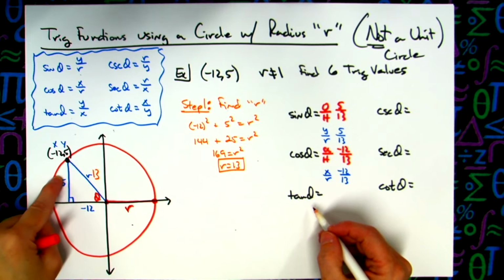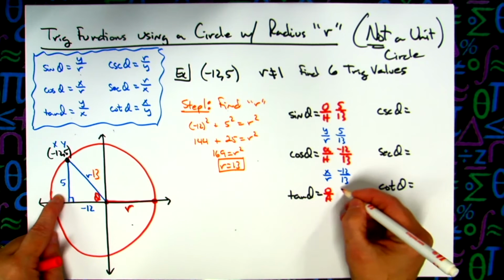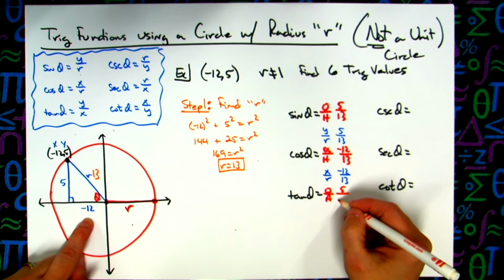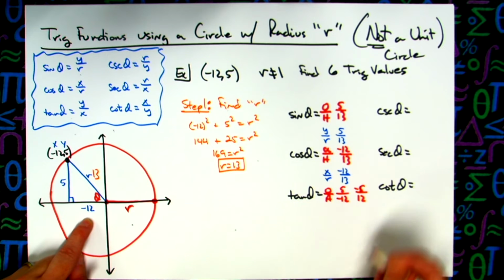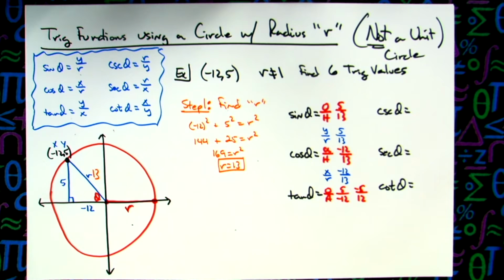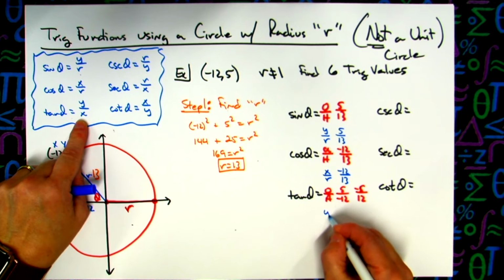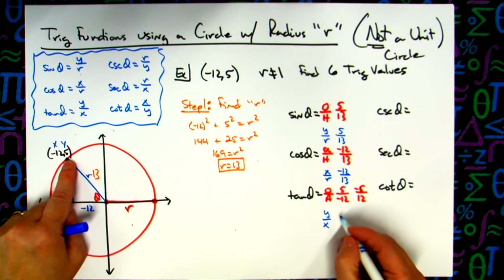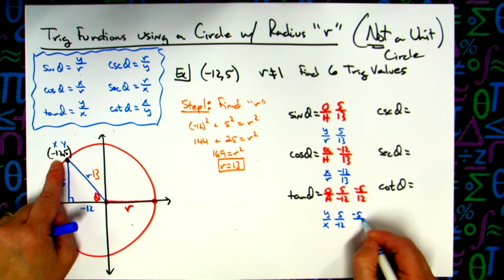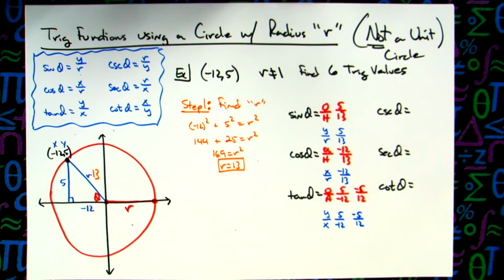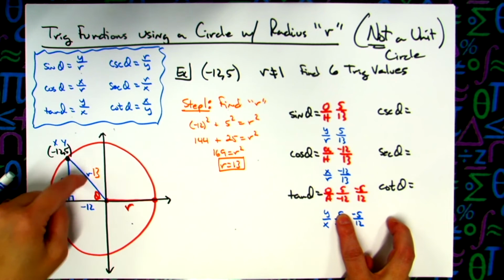Tangent is opposite over adjacent. Opposite is 5, and adjacent is negative 12, which makes it negative 5/12. Put that negative in the top so it's not tacky. But again, could I use these definitions as well? That's y over x. My y value is 5, my x value is negative 12. Again, moving that negative to the top so it looks nice. And again, tangent should be negative in the second quadrant, and it is.